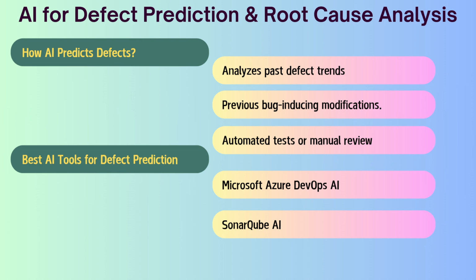So what are the tools we can use for defect prediction? For that, you can use Microsoft Azure DevOps AI, which uses machine learning to predict potential defects, and also you can use SonarQube AI, which is also AI-driven code quality and defect detection. So these tools can help prevent defects.